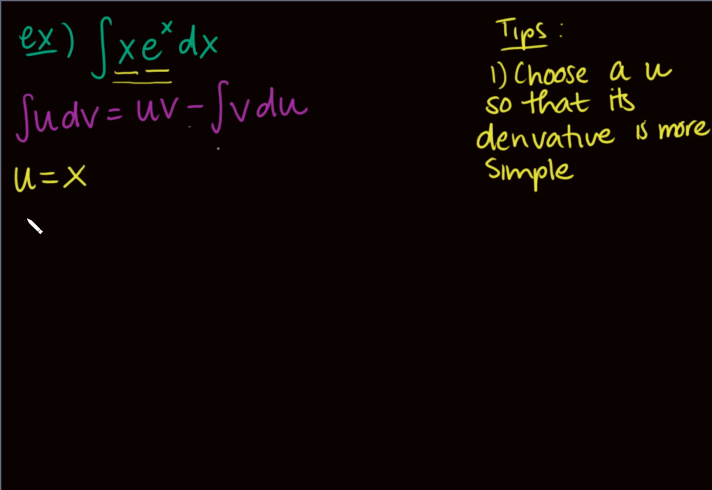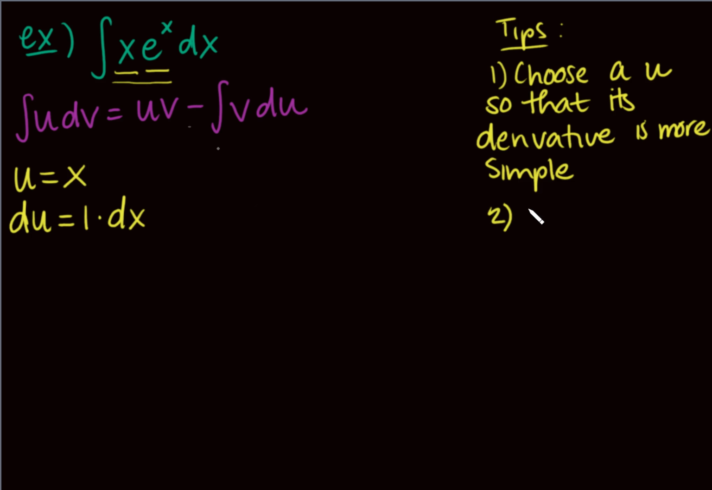But look at if I let u equal x. What is the derivative of x? It's just 1 dx. So that's a good choice, because the derivative of the u that I picked is just 1.